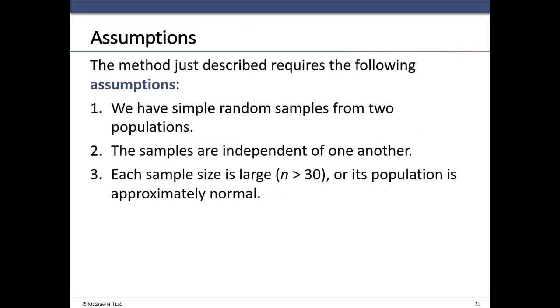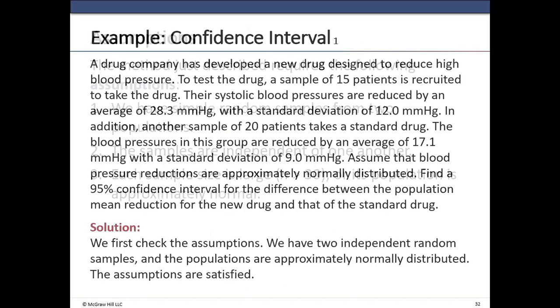Assumptions. The method just described requires the following assumptions. We have simple random samples from two populations. The samples are independent of one another. Each sample size is large, greater than 30, or its population is approximately normal. Okay. So here it is.